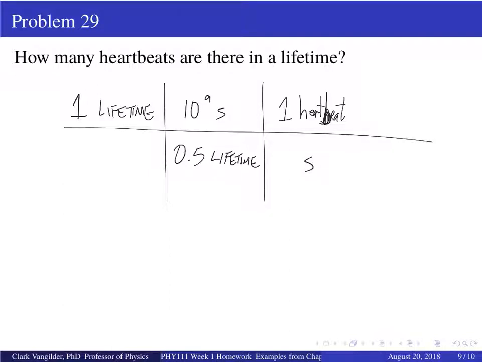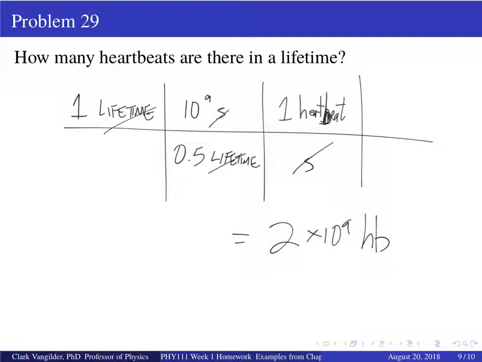Resting heart rate for most people is roughly 60. If you're an athlete, it's 50. If you're sick, it's 80, or excited, or holding your breath, or something like that. So 1 heartbeat per second. So let's see here. Lifetime drops, second drops. So how many heartbeats in a lifetime? Well, 1 over half is 2, correct? So 2 times 10 to the 9, create a new unit, HB for heartbeats. So 2 billion heartbeats in a lifetime.